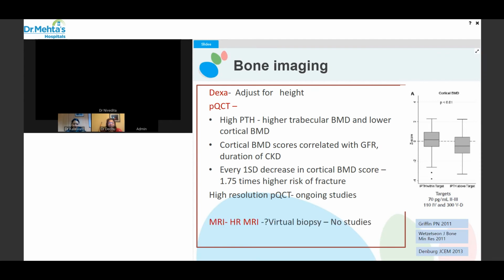MRI is also another important modality that is coming up, especially the high-resolution MRI, where the delineation of bone microstructure is so good that it could probably replace the biopsy itself. However, there aren't too many studies, even in adults. Another important imaging modality being explored in adults is quantitative bone ultrasound, which probably reduces the risk of radiation, and there are studies ongoing for its use in adults with CKD-MBD.